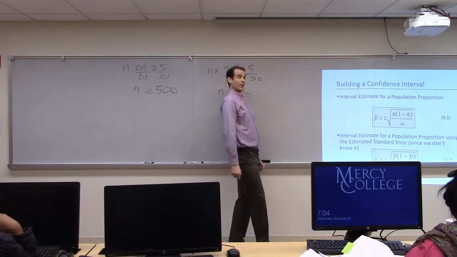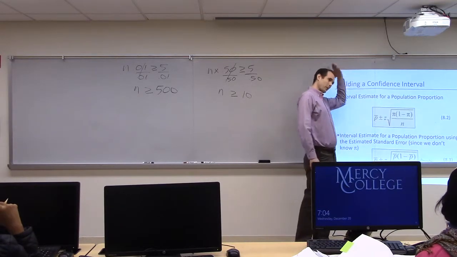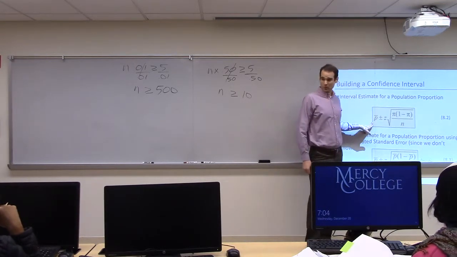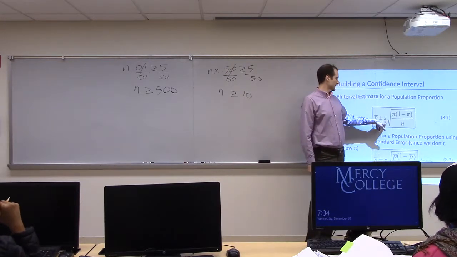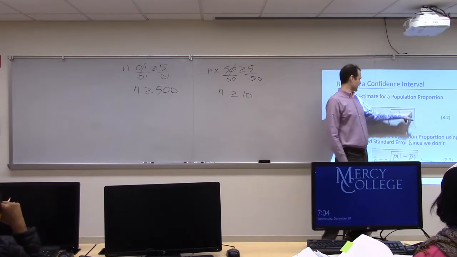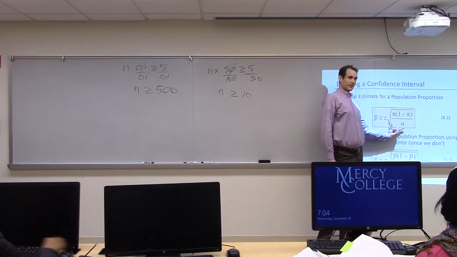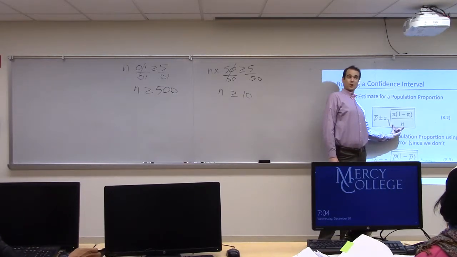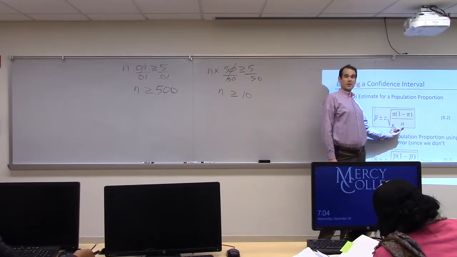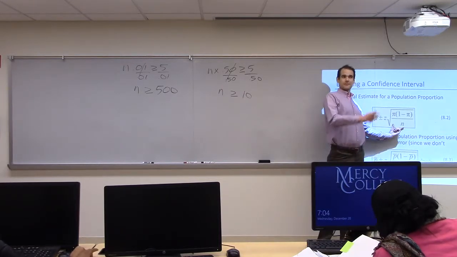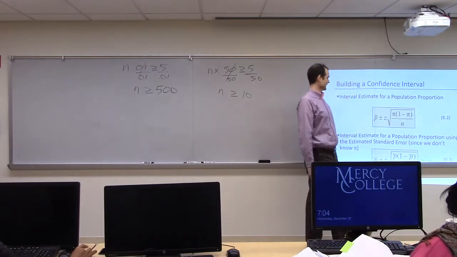Alright, this should look fairly familiar to you. We've got this P with a little bar over its head, which we now know is the sample proportion, the proportion that we collected, plus or minus Z times this square root looking thing. And remember the square root looking thing? We just found out this is the standard error, also known as the standard deviation of the sampling distribution of the sample proportion.